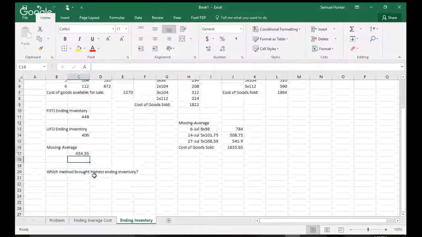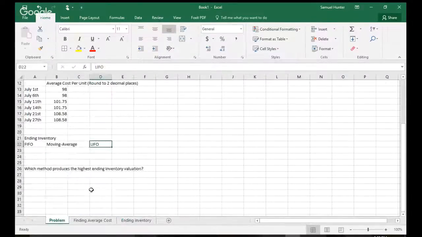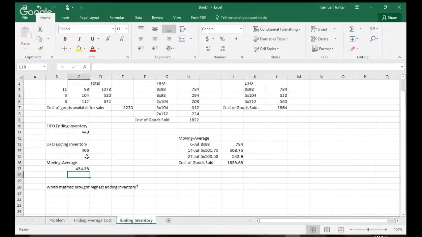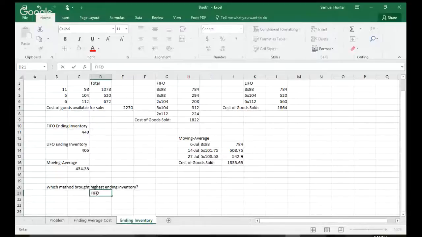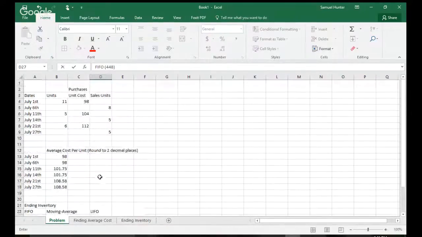So the next question was, which method produces the highest inventory valuation. We'll look at the three that we have: FIFO, which was 448, LIFO 406, and moving average 434. So with this example, the method which produced the highest ending inventory was FIFO, with an ending inventory of 448. So we'll answer the question with FIFO, with the ending inventory of 448. And that's how you solve the problem.